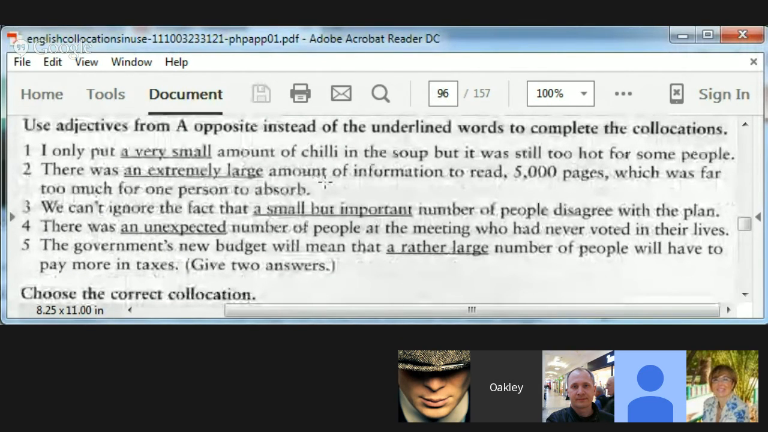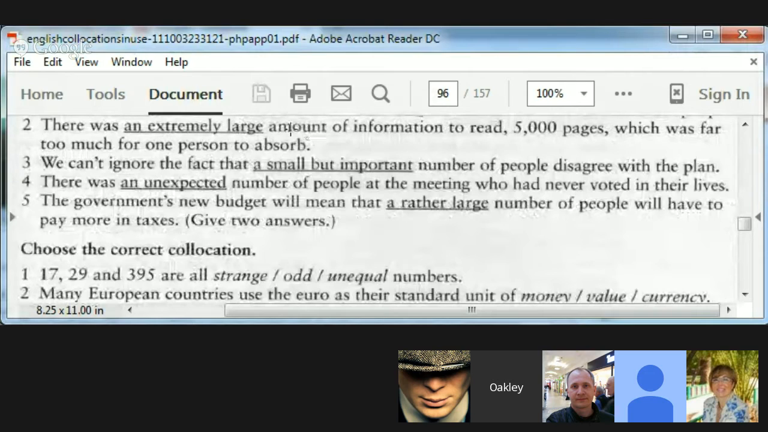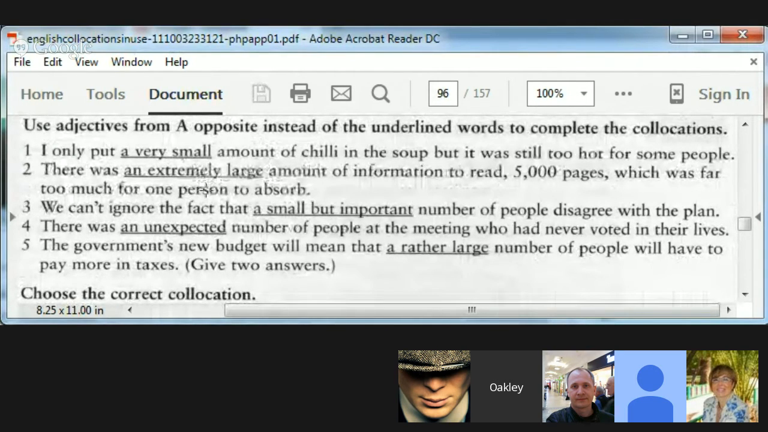Let's try some of these out. Well, maybe we'll come back. Well, okay. We missed some of this. All right. Well, let's see if you can go ahead and try this first one. Read the sentence and try to substitute the underlined word with another word, to see if you can think of another collocation with the following word.